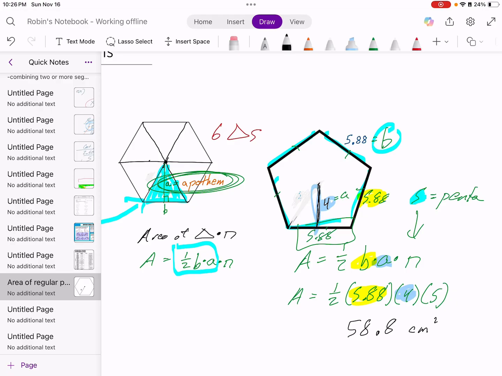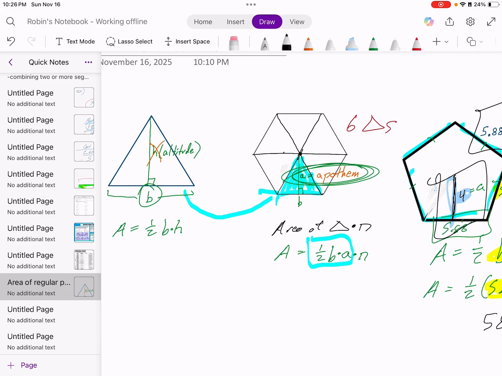Okay, this is how I'm going to do it. If I have a regular polygon, it gives me the base, it gives me the apothem, I can count up the number of sides, I stick it into the formula, but that's kind of why it works. It all comes from triangles.